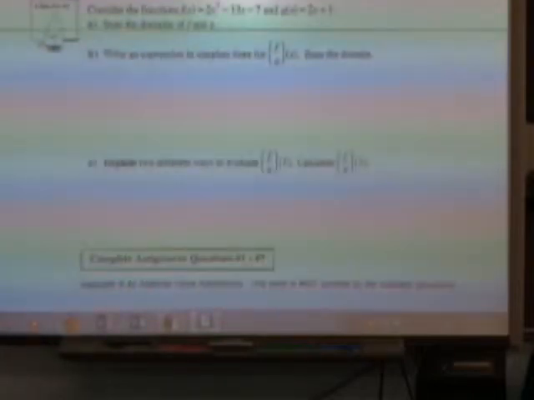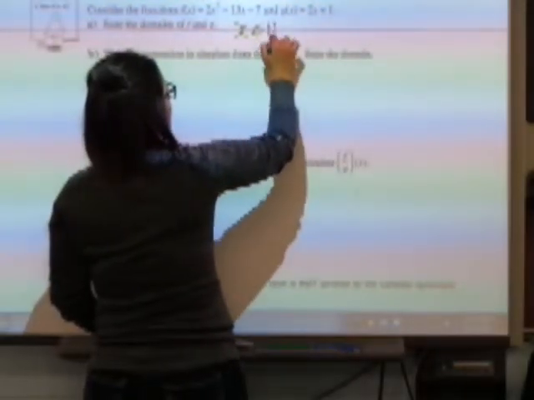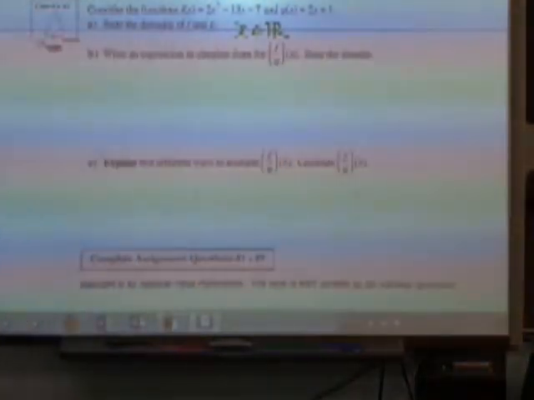Okay. If we look at class example number 2, it says, consider the following two functions. What are the domains of f and g? So if I look at f, I have a quadratic function. Is there any value of x that you can think of right now that I could not put into that equation? No. What about into g? So the domains of f and g is that they're real numbers.